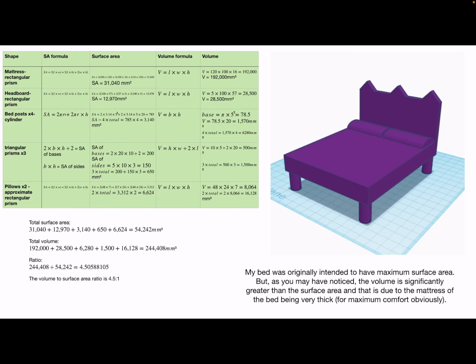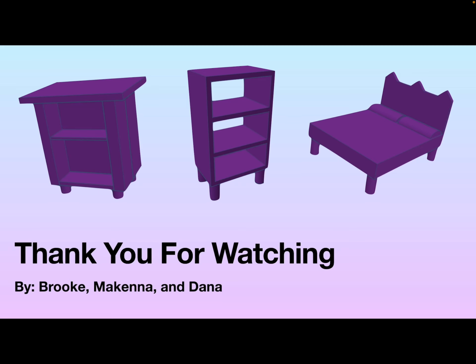My bed was originally intended to have maximum surface area, but when you hear the calculations, the volume is much, much bigger than the surface area, with 244,408 millimeters cubed compared to the surface area, which is 54,242 millimeters squared. The volume is greater because the mattress is much thicker than I originally intended, but that is for maximum comfort, obviously. The ratio ended up being 4.5 to 1, and thank you for watching our presentation.